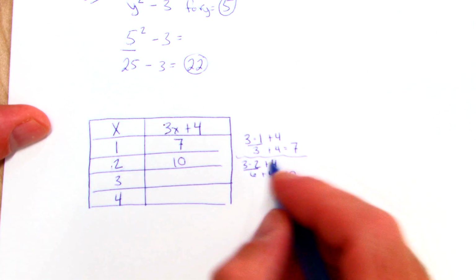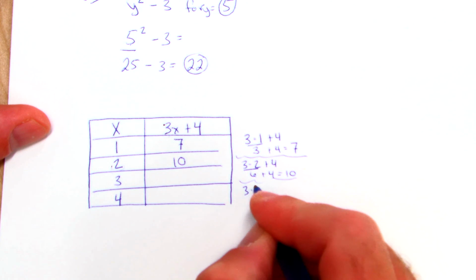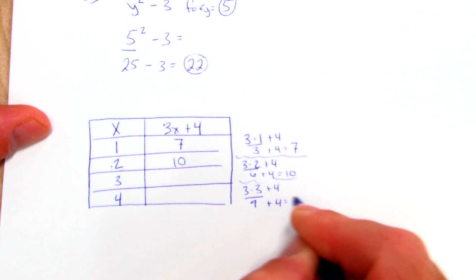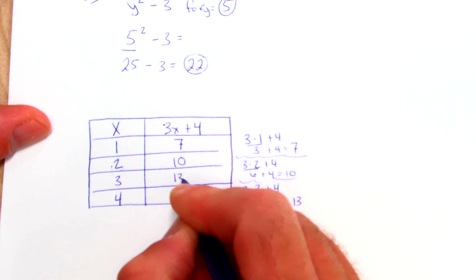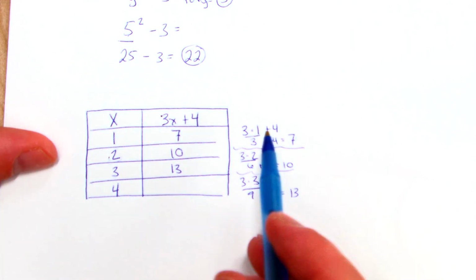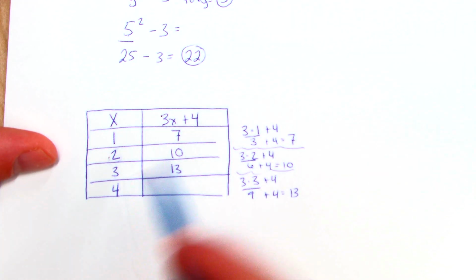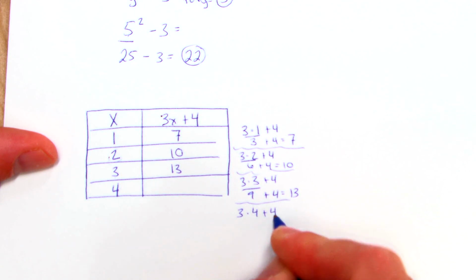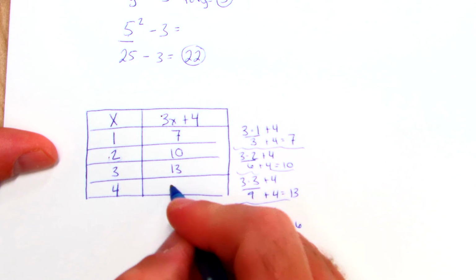Substitute our 3 in. 3 times 3 plus 4 gets us 13, so that's our output. And finally, we'll substitute our last variable in of a 4. 3 times 4 plus 4 gets us a total of 16, and that's our output.